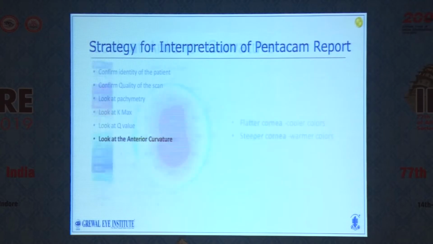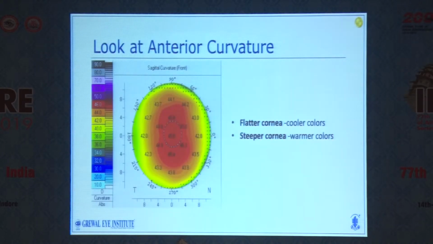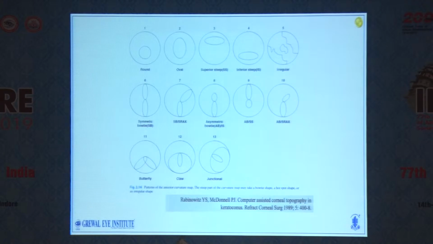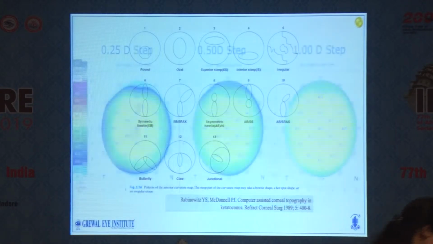Next, we look at the anterior curvature. The anterior curvature map represents the anterior surface dioptric power measured by the sagittal method. One normal pattern is the symmetric bow tie seen here. The flatter cornea appears in cooler colors, while the steeper cornea appears in warmer colors. We can see many different shapes over here. Normal shapes, which do not predispose a patient to the risk of ectasia, include round, oval, and symmetric shapes, while asymmetric and irregular shapes have a very high risk of ectasia.